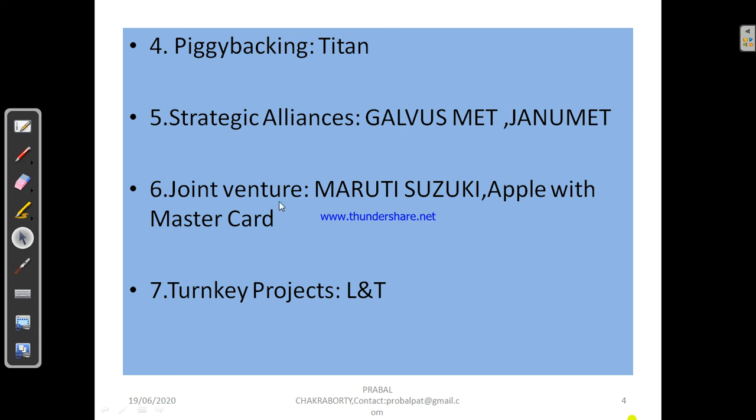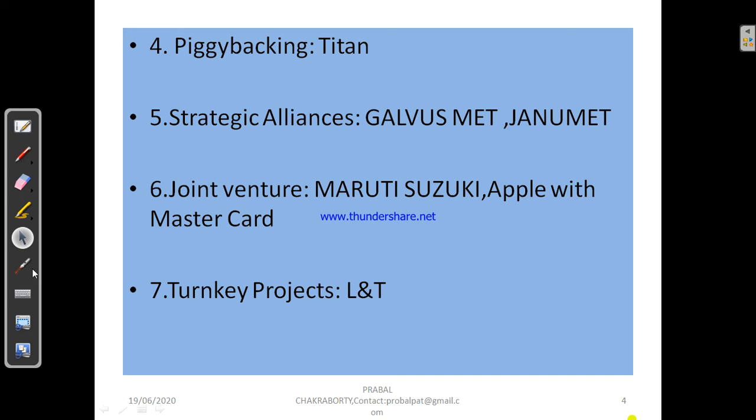Now the next one is joint venture. A joint venture is important because here the 50-50 chances are there, because one party and another party are both equally important. They are investing a lot, and because of that, a new company is formed. This is applicable for Apple with Mastercard, Maruti Suzuki. All these are examples. Please understand one thing: this is a joint venture. In the case of strategic alliances, A as well as B are doing the business, but they are not forming a new company. That is important.